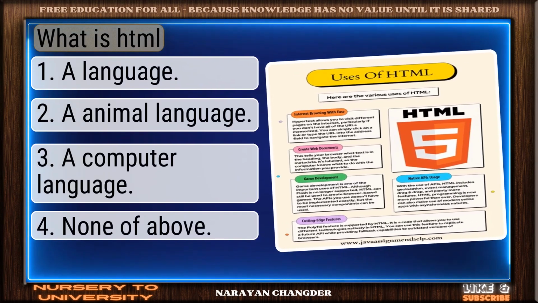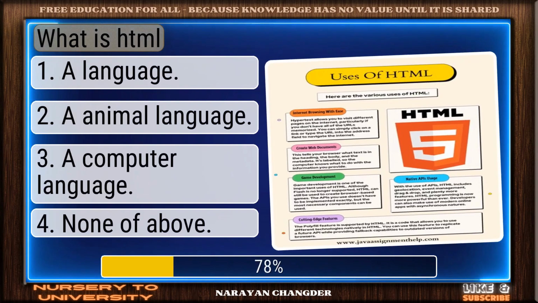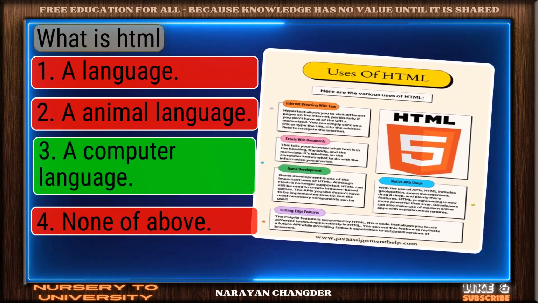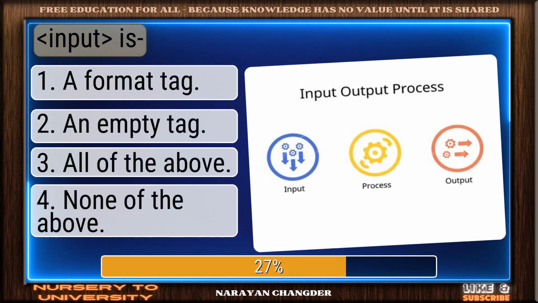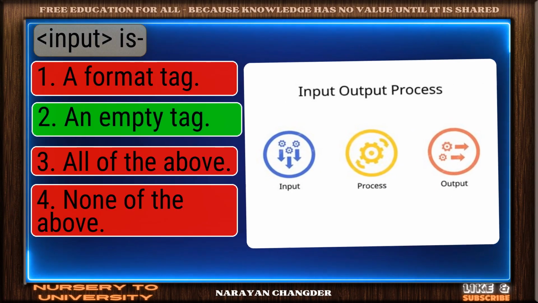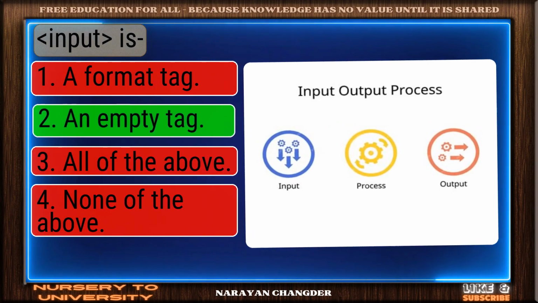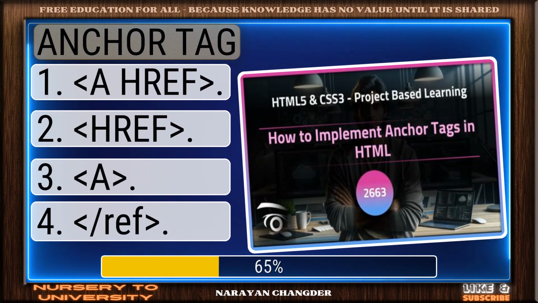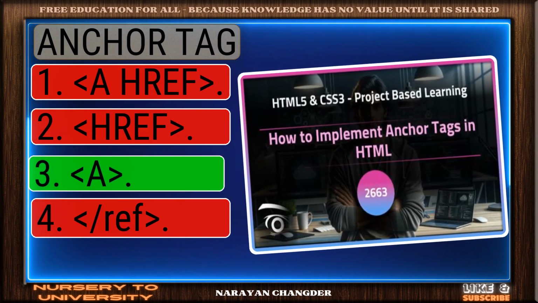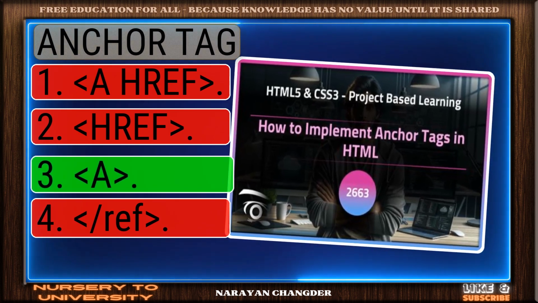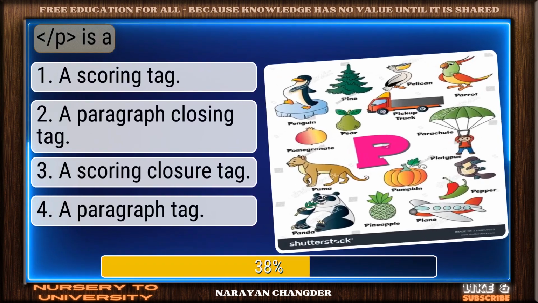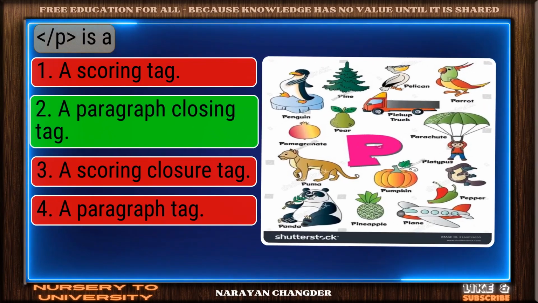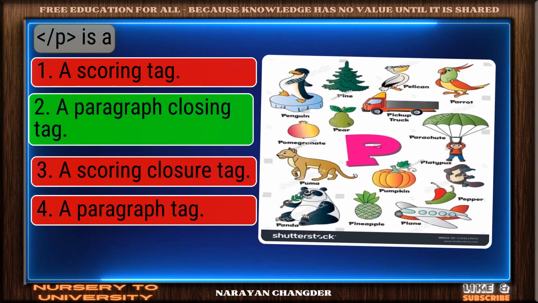What is HTML? Perfect. A computer language is the correct choice. Input is? Well picked. An empty tag is the correct answer. Anchor tag. Correct. A is the right answer. P slash. Bravo. A paragraph closing tag is the answer.